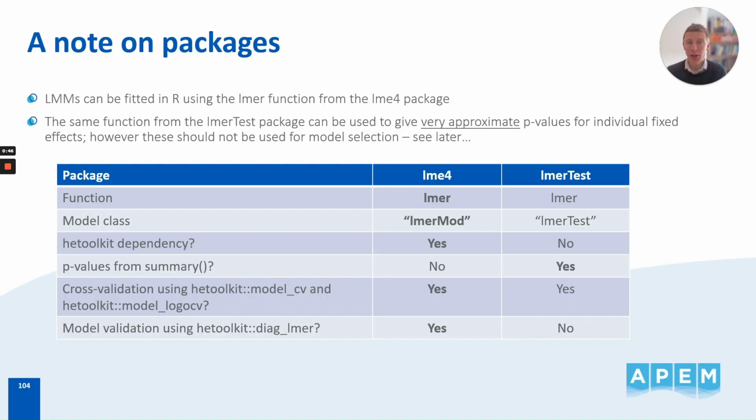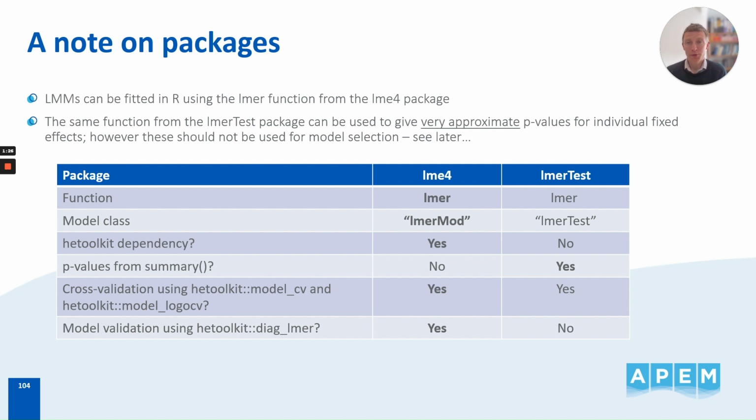It's important to be aware that there are at least two commonly used packages for fitting linear mixed effects models. The main one that we use is the LME4 package, and we use the LMER function from that package. This yields models with a model class of LMER mod. The LME4 package is a dependency of the HE Toolkit, so it's automatically installed for you when you install the HE Toolkit. And these types of models are also supported by some of the downstream functions, which we'll be looking at a little bit later, which allow us to validate the quality of our model.